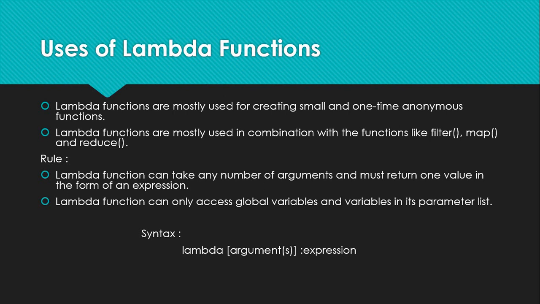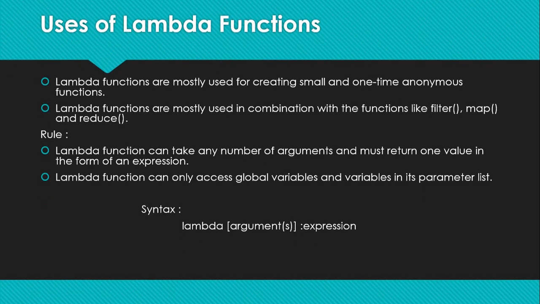Remember that a lambda function can only access global variables and variables in its parameter list. These are 2 important rules that you should remember, and they are slightly different from normal functions. If you look at the screen, you can see the syntax of lambda functions: the keyword lambda followed by the argument list, with arguments separated by commas, then a colon, then the expression, and this expression has to return one value back to the calling statement.